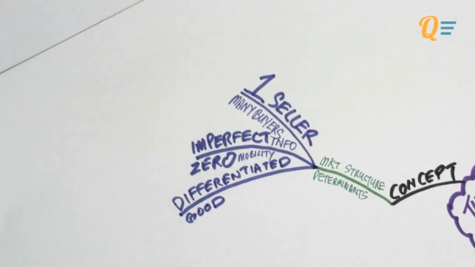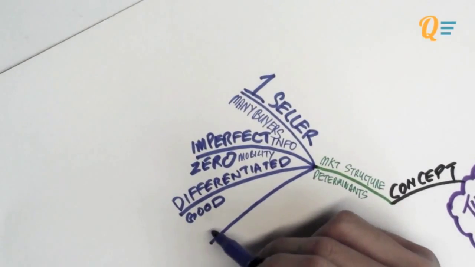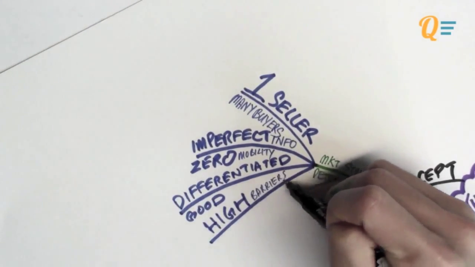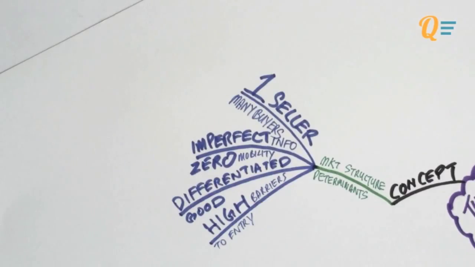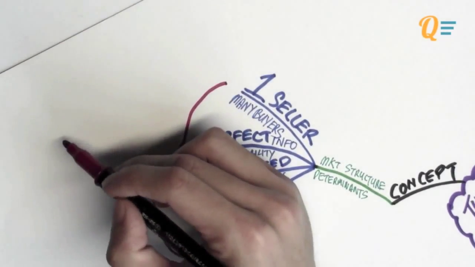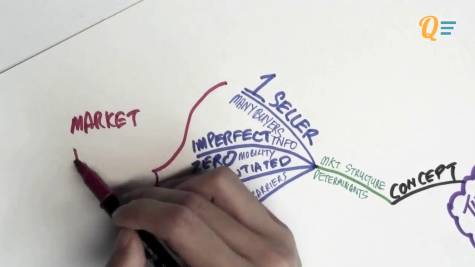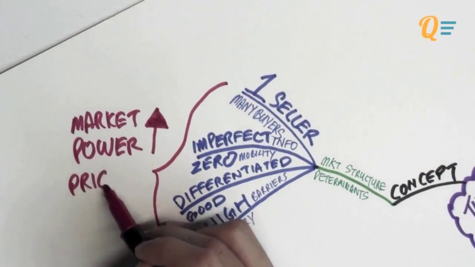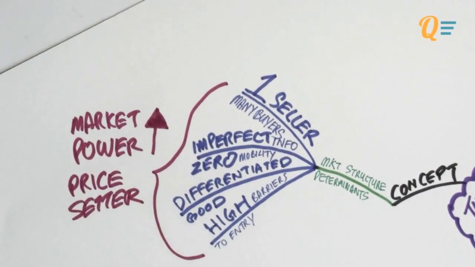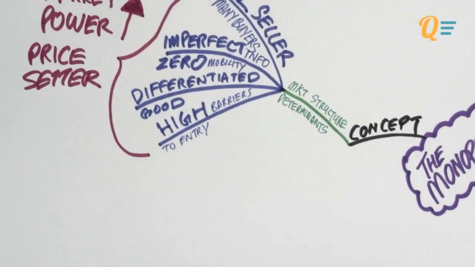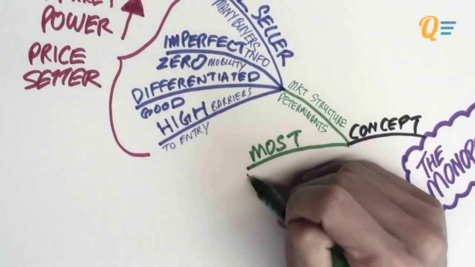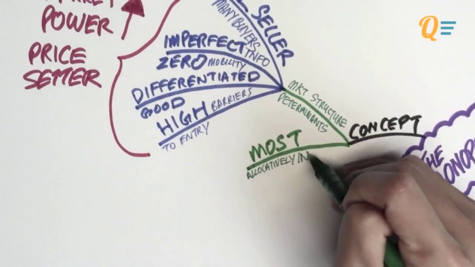Another reason is because of a very highly differentiated good that this monopoly is selling. There's no other competitors, and also because of high barriers to entry. There might be certain things that are disallowing other companies from coming in to compete with the monopoly. So these four factors actually give the monopoly what we call market power. So it's got the highest market power among all the market structures, which gives it the ability to set the price.